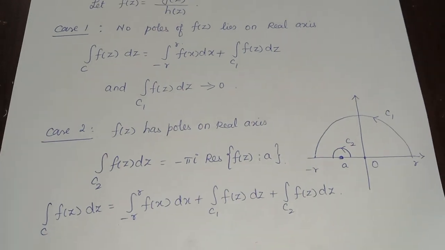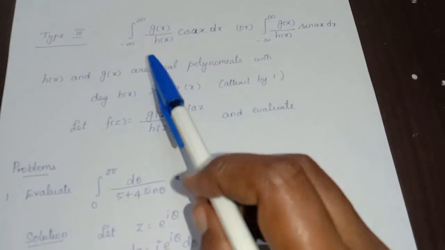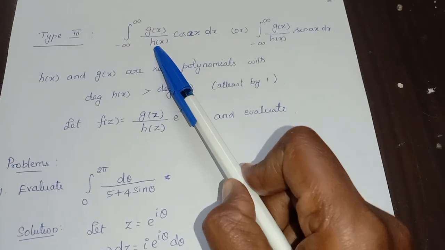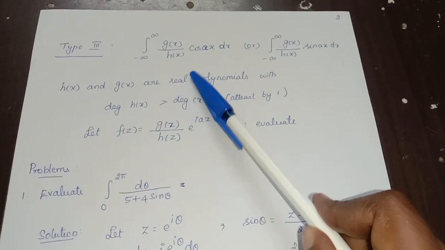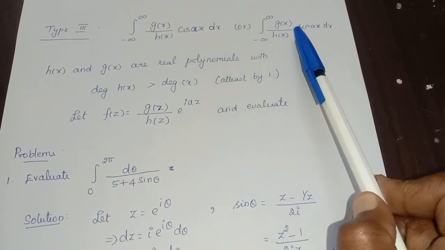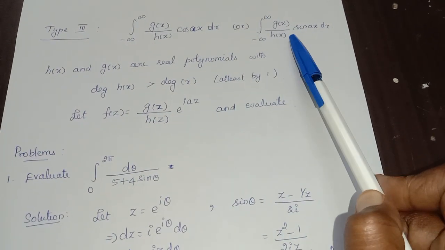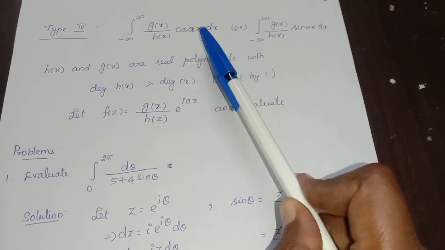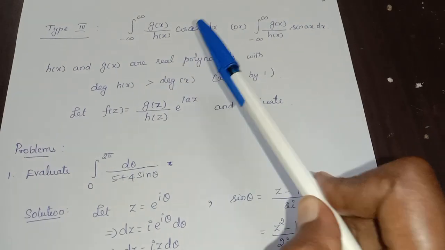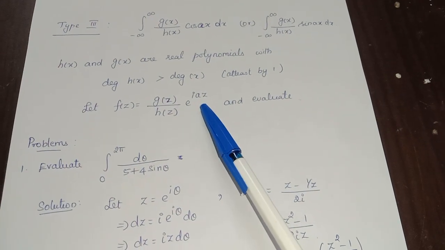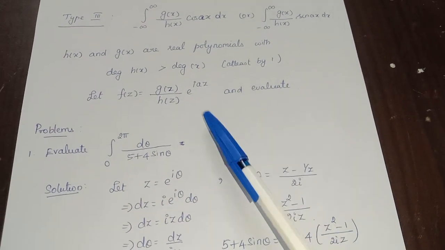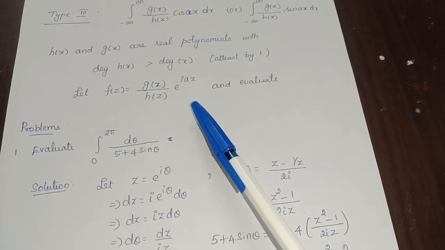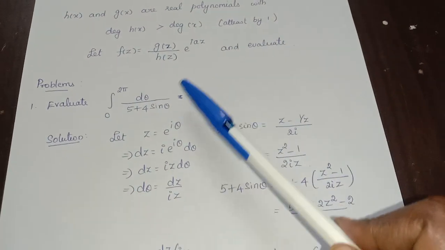Then the third type, type 3, is integral minus infinity to infinity of g of x by h of x, again a quotient of two polynomials, along with either a sine or cosine function. In that case, we are going to solve this problem exactly as in the type 2 method, but for sin ax or cos ax, we are going to replace it with e power i a z. You can understand this concept better when you do the problem. So let us do the problems one by one.